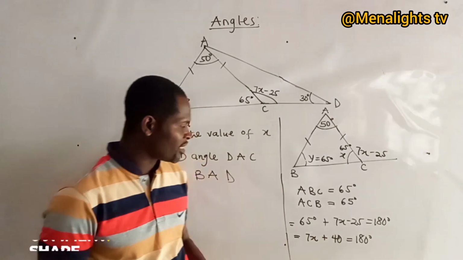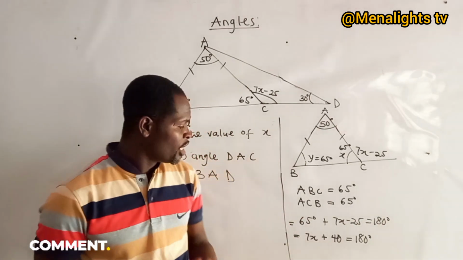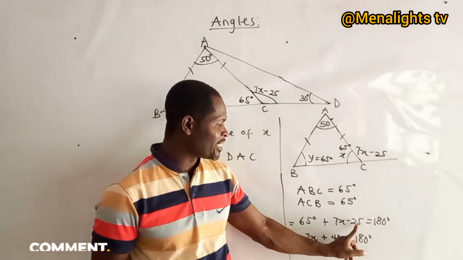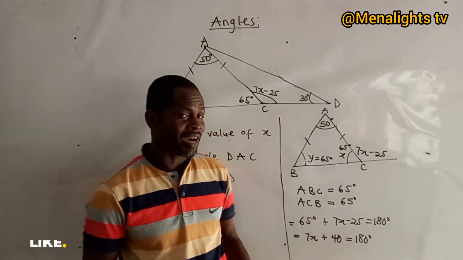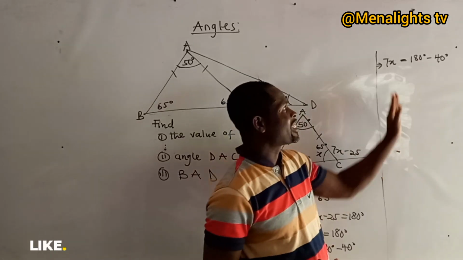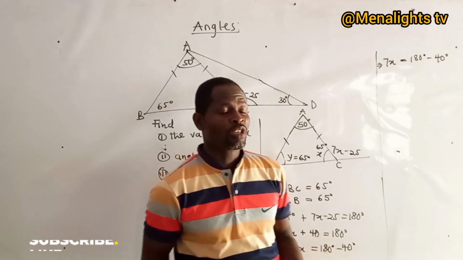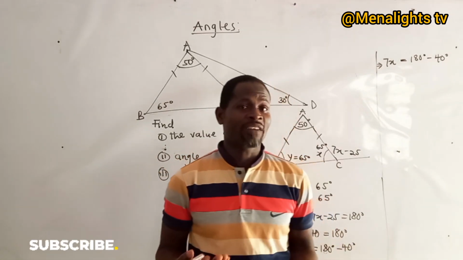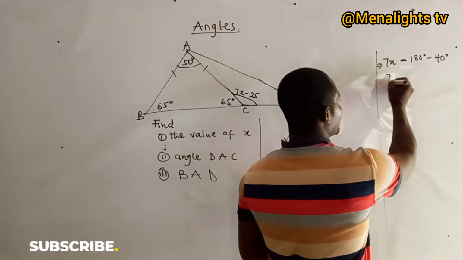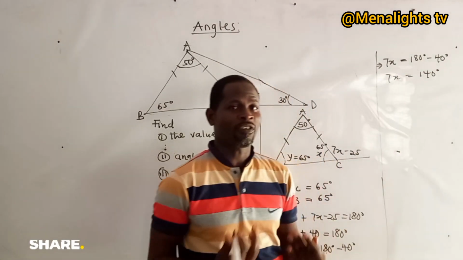So this implies that we have 65 degrees plus 7x minus 25 is equal to 180 degrees. So from there we can say that 7x plus 40, where do we get the 40 from? 25 from 65, you get 40. So 7x plus 40 is equal to 180. So this implies that 7x is equal to 180 degrees minus 40 degrees. So when you take 40 from 180, you'll be left with 140 degrees. So you have 7x is equal to 140 degrees.